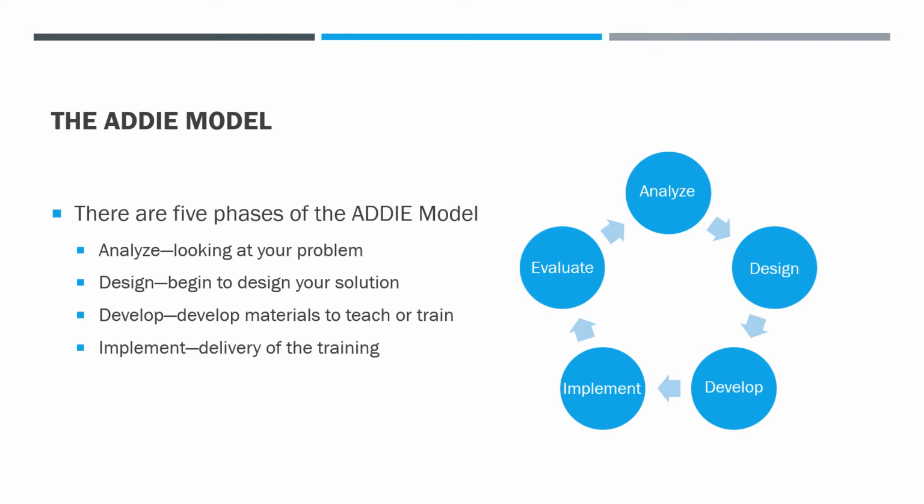Implementation is a critical part of the delivery of the training, and it also helps you to evaluate whether or not you're being successful in your instructional design. Finally, the final evaluation, or the summative evaluation, investigates whether the solution was effective or not.